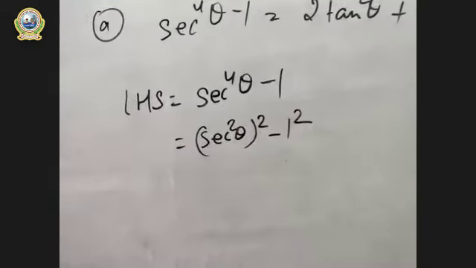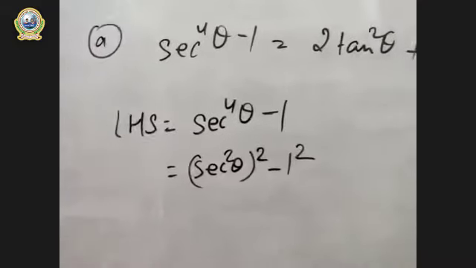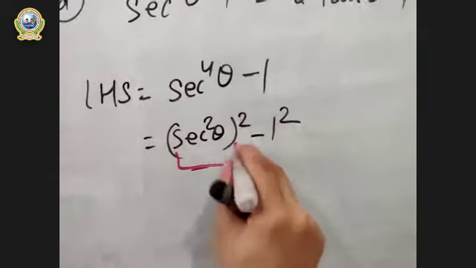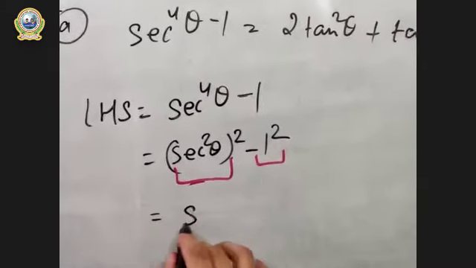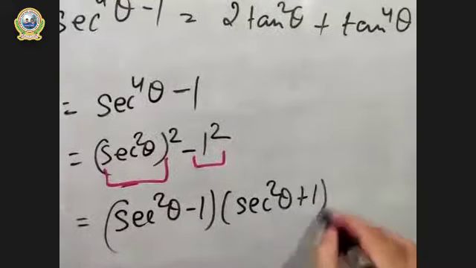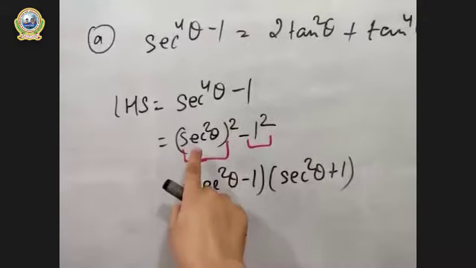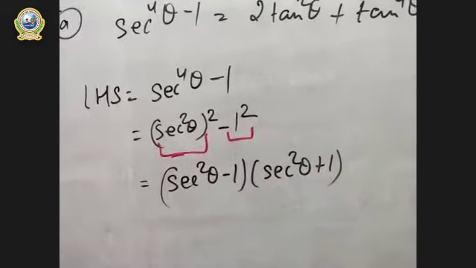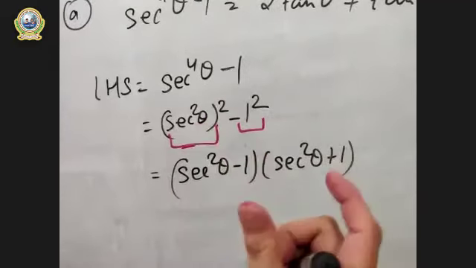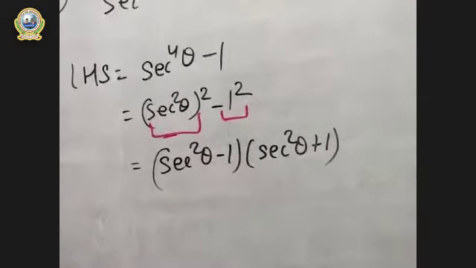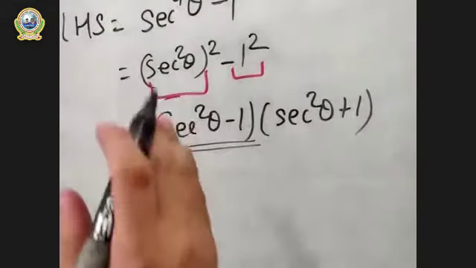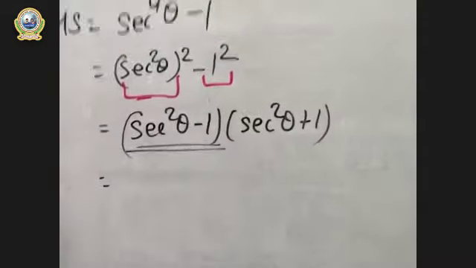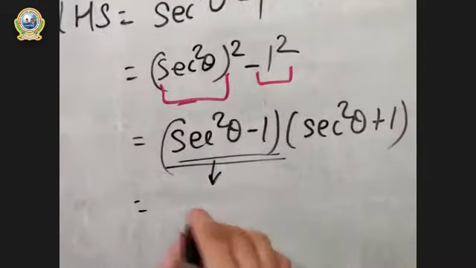So now this is of the form a square minus b square. Look here, this is our a square minus b square. So we can write the direct formula, a minus b and a plus b. The quantity inside the bracket is a, so a minus b, a plus b. Now I think this directly matches the formula, because sec square theta minus 1 means tan square theta. So this can be written as tan square theta.